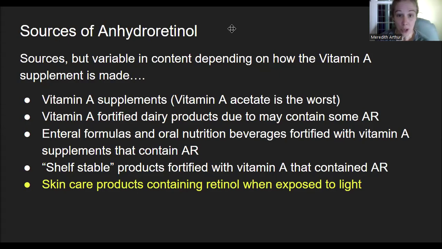You could get this from your diet. It's variable depending on how the vitamin A supplements are made, or because they're adding these to products. So vitamin A acetate, I believe, would be the worst type of supplement because acetate in solution dissociates to acetic acid, and acetate has a little dissociation constant, and acetic acid is a catalyst for the conversion of retinol to anhydroretinol in the presence of alcohol.